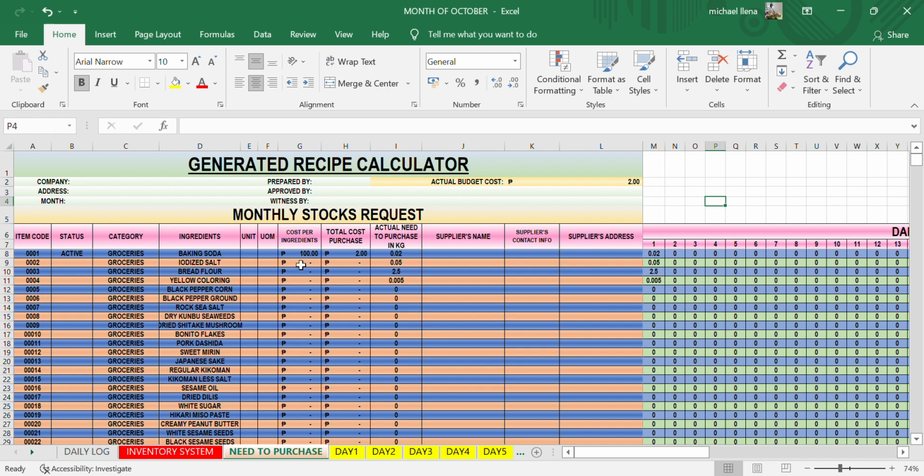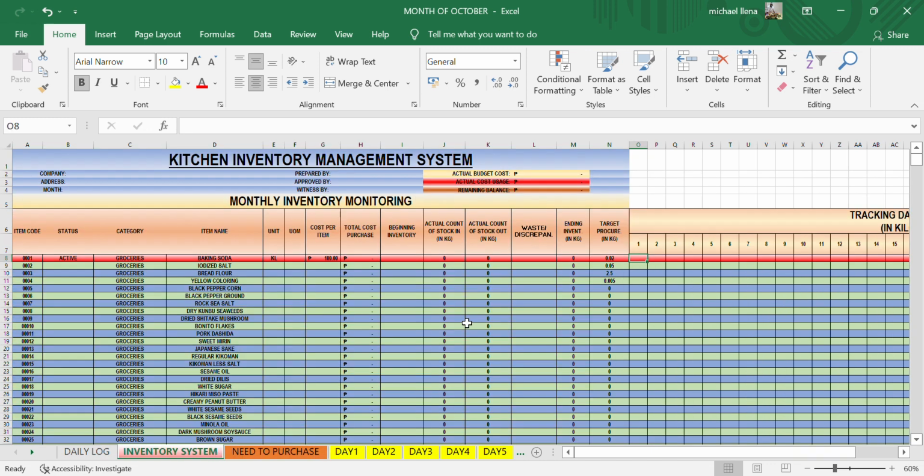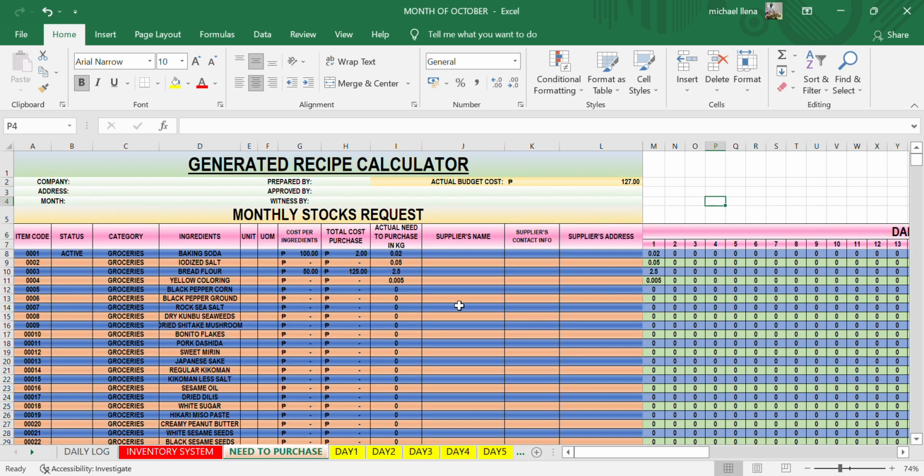For example, per kilo is 100 pesos. You only need 20 grams, so you have your 2 pesos actual budget cost that you need to pay for the 20 grams. But for bread flour, let's say you have 50 pesos per kilo. You need 2.5 kilos, so that is 125 pesos. You need to budget 127 pesos, because this is 125 plus 2 pesos, which is 127. You have the actual budgets already there.